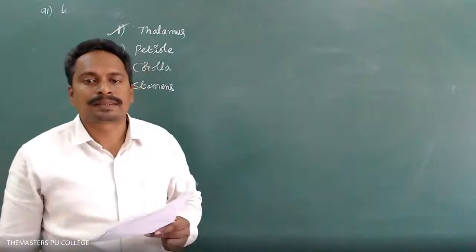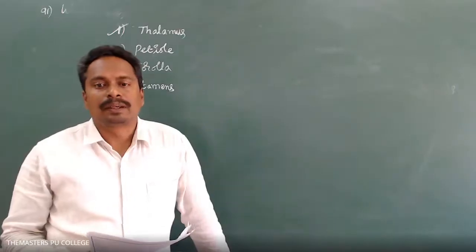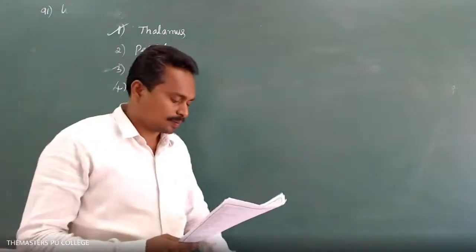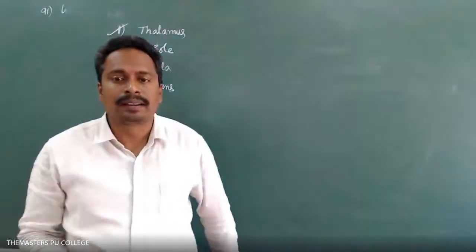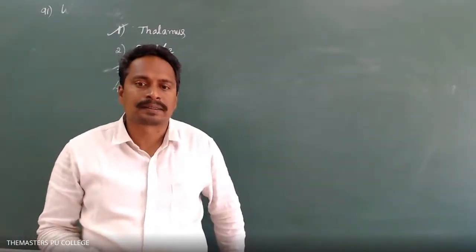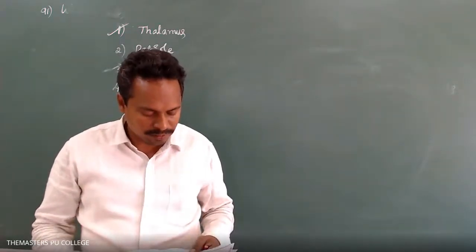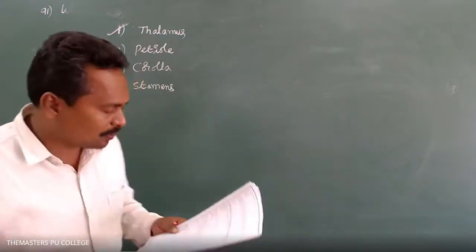What is thalamus? Sir, tip of the pedicel. Very good. What is another name of the thalamus? Receptacle. Very good. Which is the outermost whorl of the flower? Calyx. Yes, calyx. Here the first option, thalamus, is the correct answer.